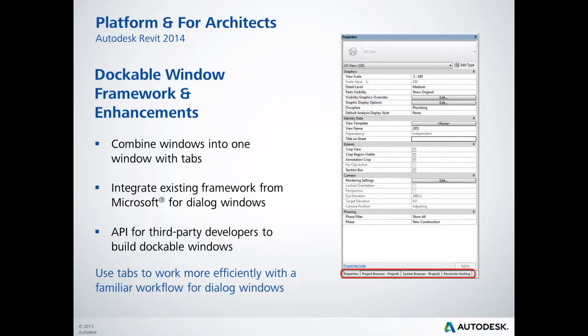Revit has previously enabled the following dialog windows to dock or stick to the left, right, top, and bottom of the Revit application window. Now the following windows can be moved and resized and either floated or docked. That's the Project Browser, the System Browser, the Properties palette, and the Reconcile Hosting window. They can also be grouped so that several windows represented by tabs occupy the same space on the screen. Bottom line, you can use the tabs to work more efficiently with the familiar workflow for dialog windows.